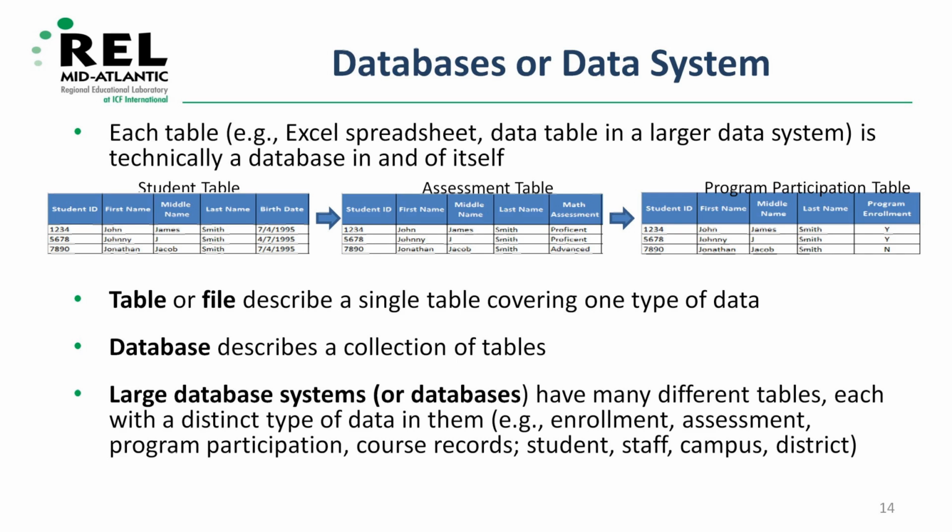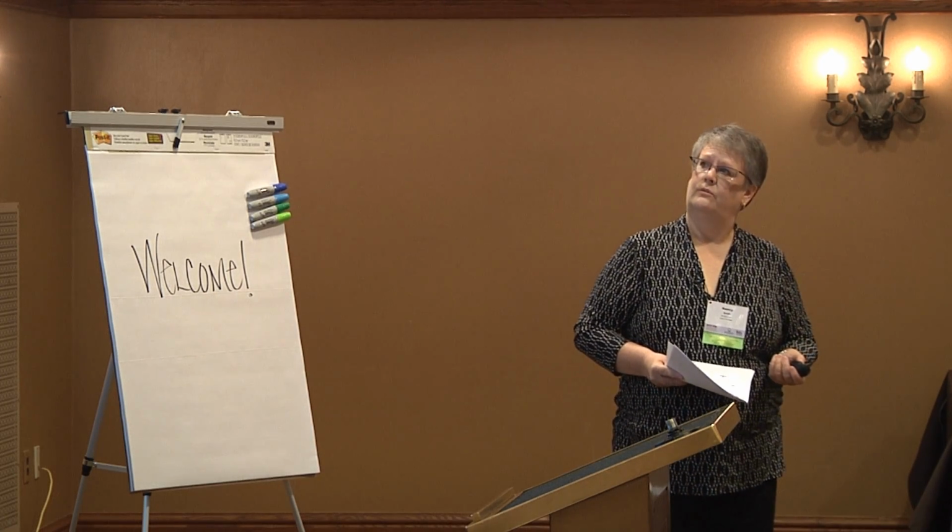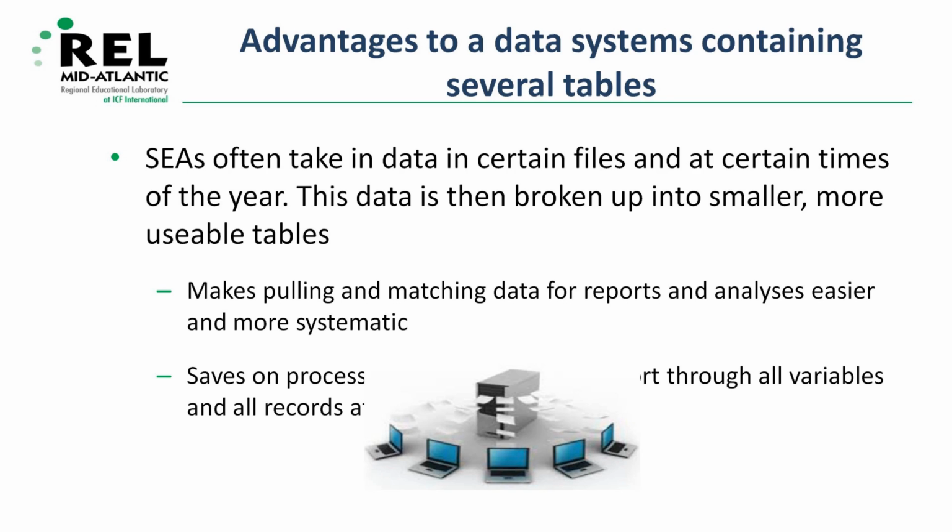Large database systems, as I said, have many different tables, each with a distinct type of data in them. Enrollment, assessment, course records, library, transportation, and so forth. You can have a whole lot of different tables that you connect using primary keys, which we'll get to in a minute. The advantage of taking your different data sets that you create with all of your different vendors and putting them into a large system, what we call a relational database, and then creating smaller tables of like-minded data, student data, and breaking that down into enrollment, program participation, course, test scores, assessment, is that when I as a user go in, I only have to access whichever tables I need.